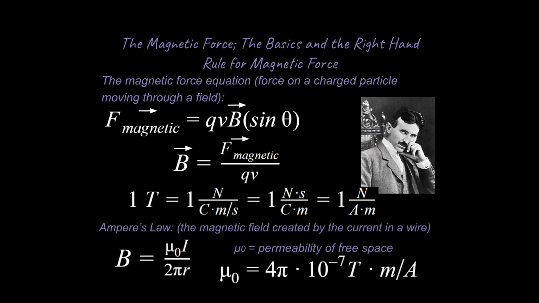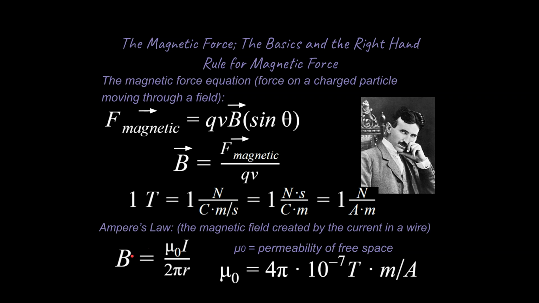All right, there's one more equation we need to briefly talk about, and that's Ampere's law over here, and this is the magnetic field created by the current in a wire. And so this is called the permeability of free space over here, this mu naught. And so it's like a special constant of the universe, and you can plug it in over here.